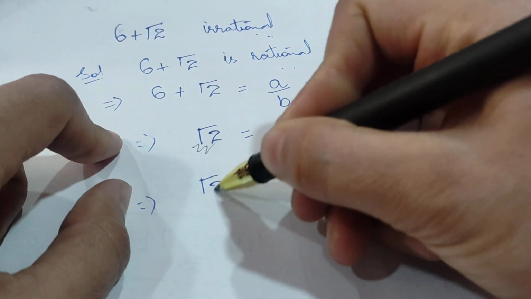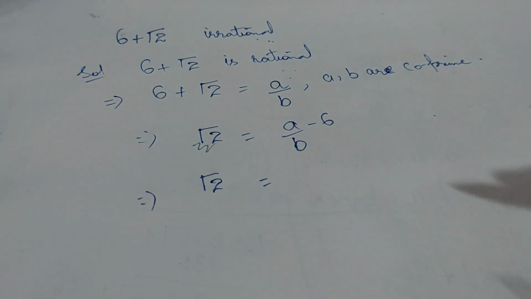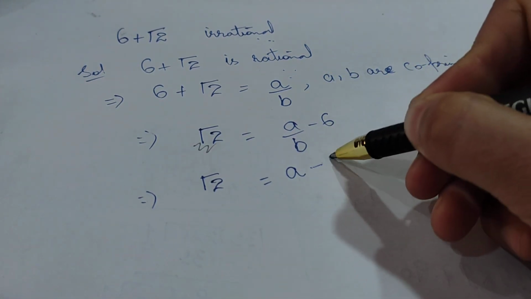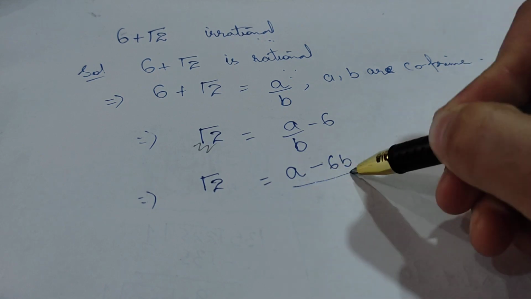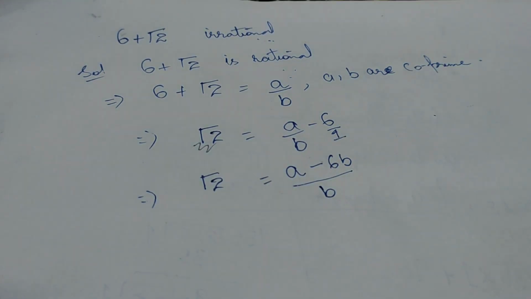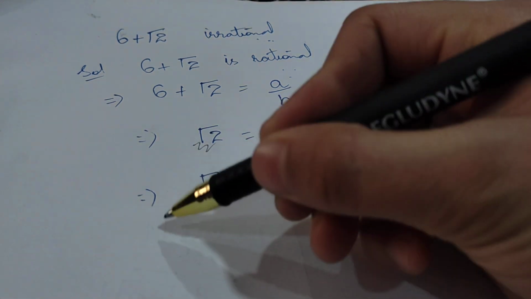Now here, solve this. How will you solve it? You'll solve it like a minus 6b by b. Simply, here we have the denominator as 1, so go through the cross multiplication. This is very easy, and you might know this from your earlier classes, how we solve the operations between rational numbers. Okay, this is how we get these things.